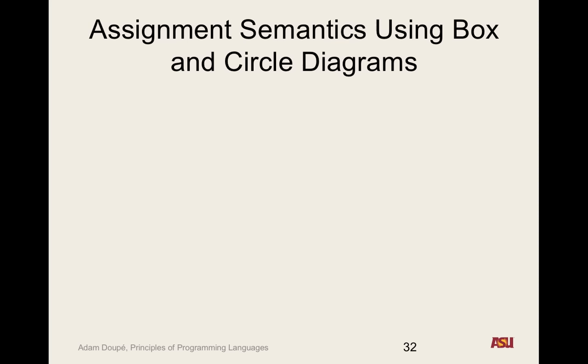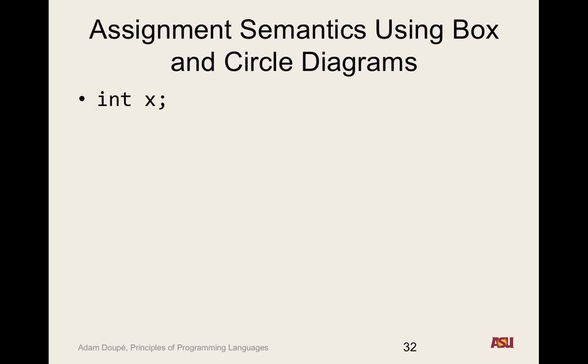What's going to help us a lot, and what you're going to get familiar with, is what are called box and circle diagrams, which sounds like we're in kindergarten, drawing boxes and circles. But I promise it's going to be important, and it's going to help us understand the relationship between names, bindings, locations, and values, and specifically with pointers. What does it mean when we have a pointer? How does that change these things? Does it? Here's a little example.